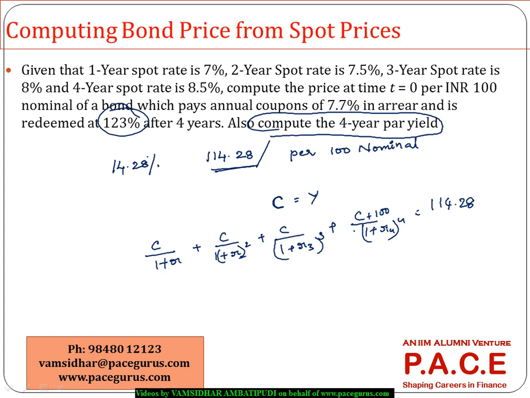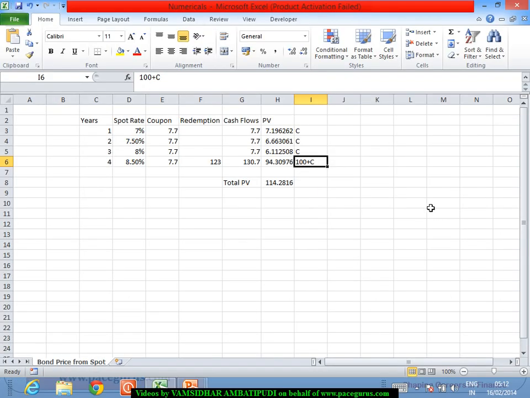Even this should be equivalent to 100 itself, because we are not selling it at a premium, we are selling it at par value itself. So all these things, each year discounted at different rates, should work out to the same 100 itself. So that is what we are calling the par yield.